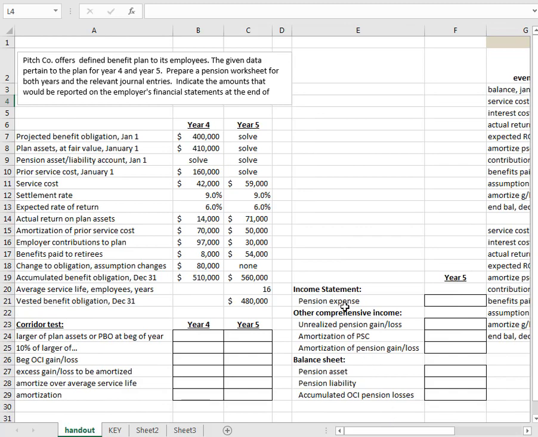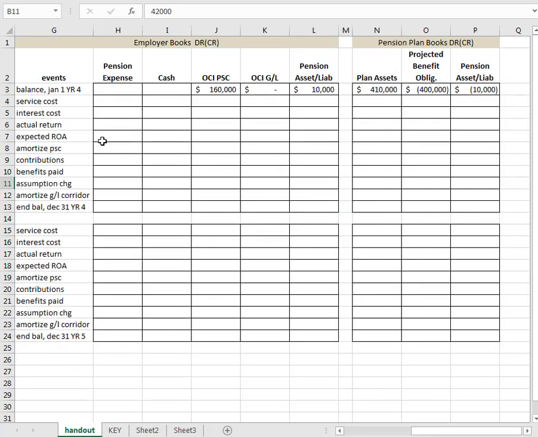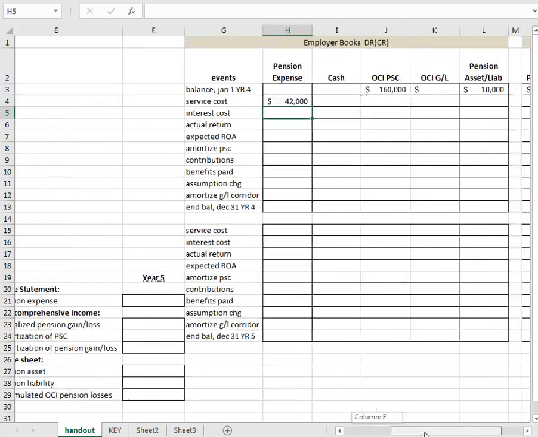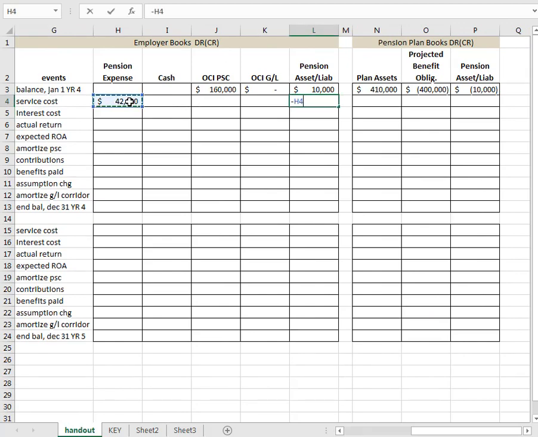All right, so now we can start working on pension expense and any other adjustments that might need to be made. So we have service cost, $42,000 in year 4. Okay, so service cost is going to increase pension expense. And it's going to increase the liability. And it's going to increase the obligation. We've gone from a net asset to a net liability here. We'll be adding this up in a little bit.